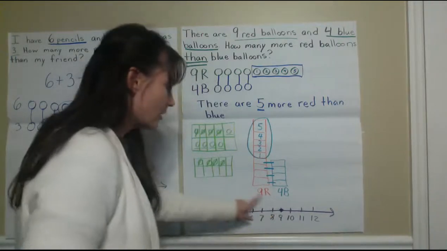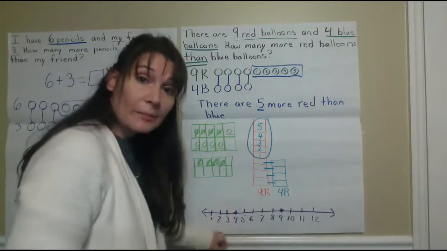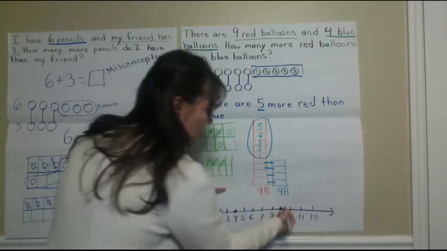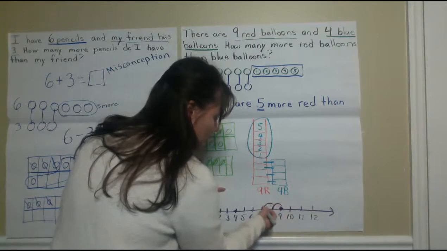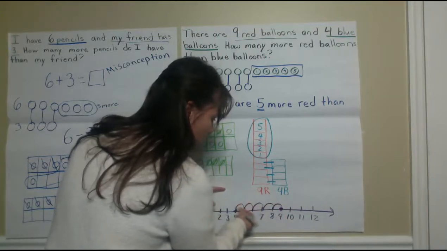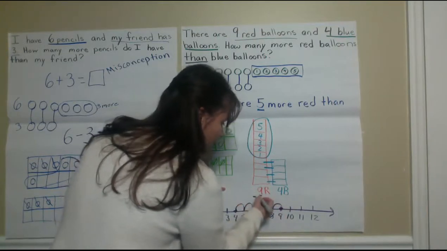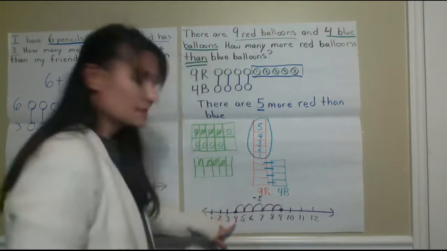And now I'm going to hop back to see how many hops I had. 1, 2, 3, 4, 5. So I had to minus 5 to get to my 4.